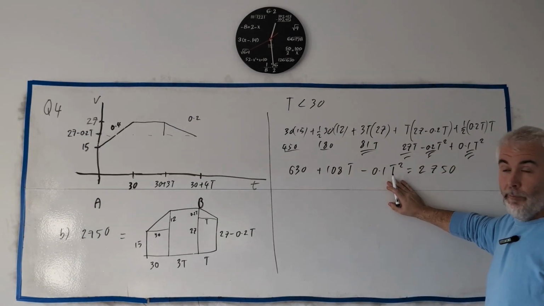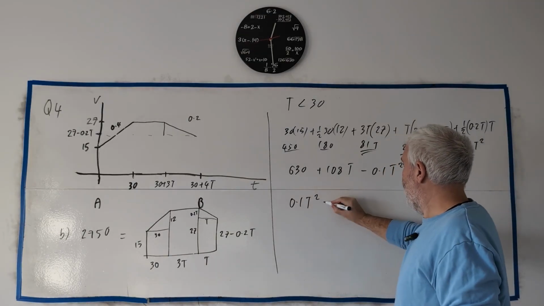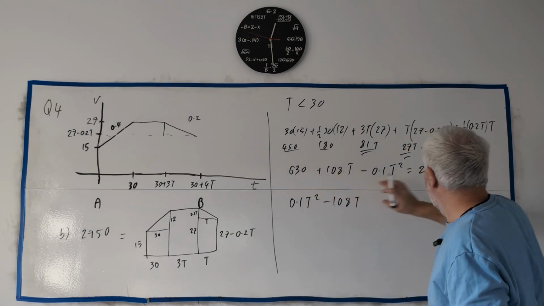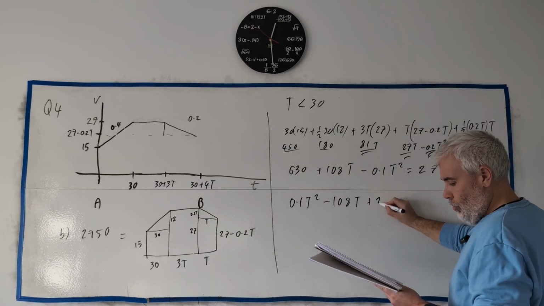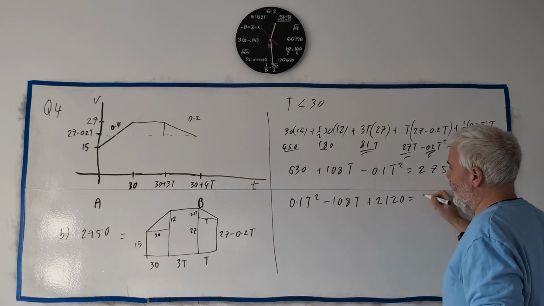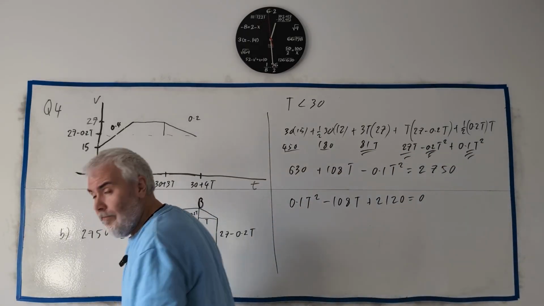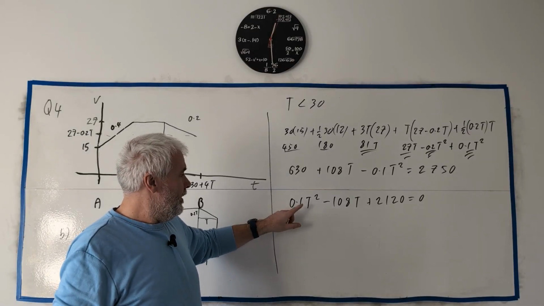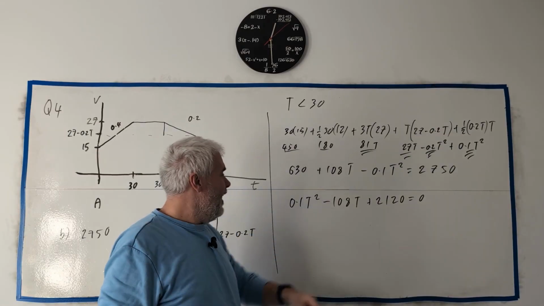Let's move everything onto the right, because this is a quadratic. I want to make this term a positive. So I'll get 0.1 t squared. I'll get minus 108 t, and I will get this number minus that one, which is plus 2,120, and that equals 0. Believe it or not, you can factorize this. Multiply everything by 10, this would become a 1, but you're left with 21,000 here.